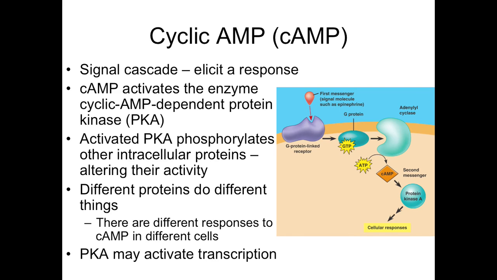So the alpha subunit binds to and activates adenylyl cyclase, which uses ATP to produce cyclic AMP. Cyclic AMP is going to activate protein kinase A, and protein kinase A goes on to phosphorylate other proteins, and eventually you'll get some kind of cellular response. Okay? It depends on what is present in the cytosol what happens next.